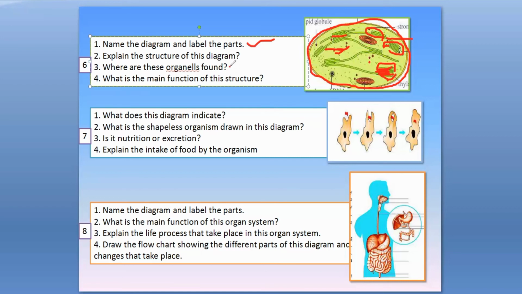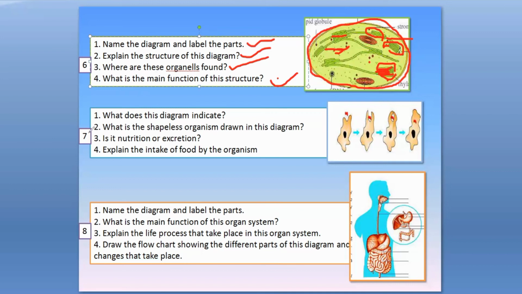Where are these cell organelles found? These organelles are found mainly in the greener parts of the leaves. And what is the main function of this structure? The main important function of the chloroplast is to carry out photosynthesis, and it also converts light energy into chemical energy, participates in photolysis of water, and turns carbon dioxide into glucose. These are the three main functions of the chloroplast.